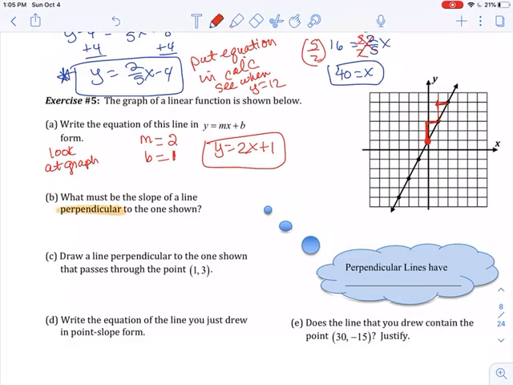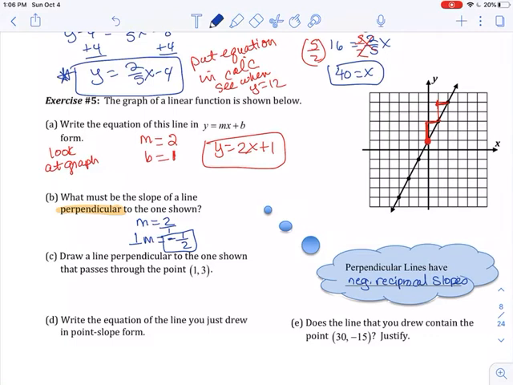What must be the slope of a line perpendicular to the one shown? Perpendicular lines, if you remember from geometry last year, have slopes that are negative reciprocals. All right, so the slope of my equation is 2. The perpendicular slope means I'm going to flip it. It's really 2 over 1. I'm going to flip it and also change the sign. So what must be the slope of a line that's perpendicular? Negative 1/2. I change the sign and I flip it.